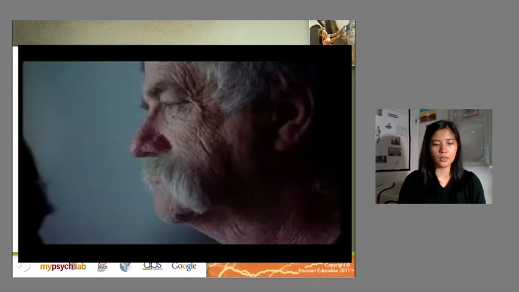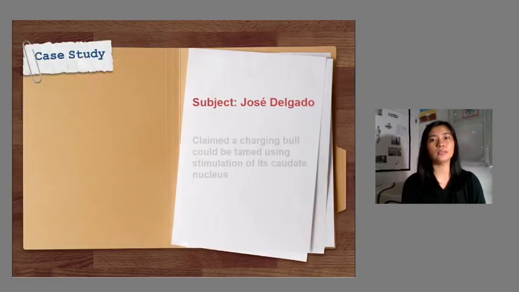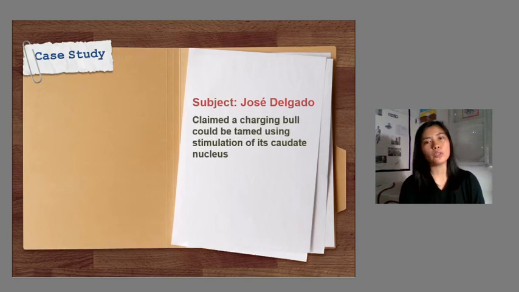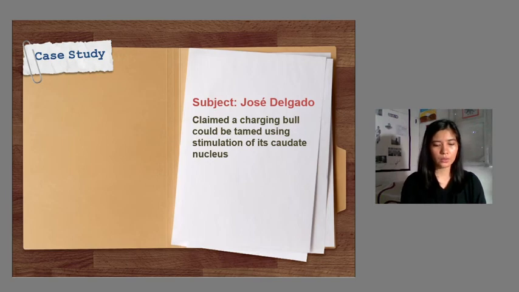So this is the biopsychological research done by Jose Delgado, wherein he claimed that a charging bull could be tamed using stimulation of the caudate nucleus. So what he did was, each time the bull charged, Delgado used a handheld transmitter. If you see the video now, the electrical stimulation of the caudate nucleus of the bull via the implanted electrode stopped the bull's charge, and after a few attempts, the bull stood tamely.